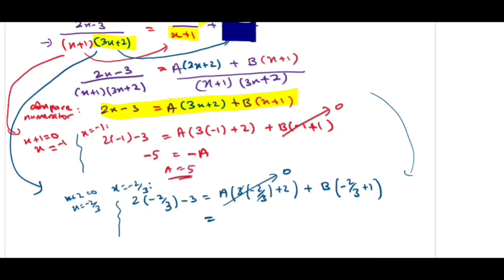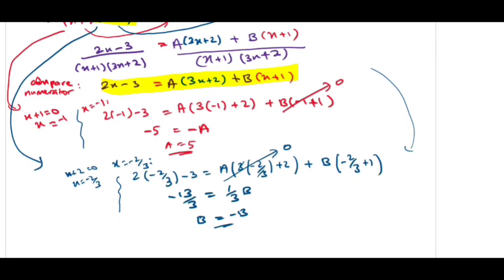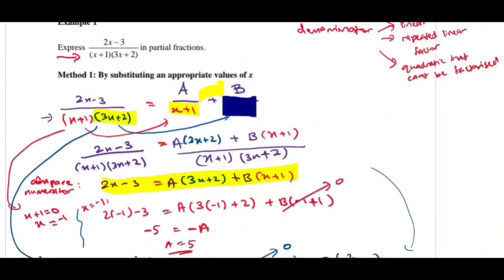You just solve this, and your right hand side is just 1 over 3b, and your left hand side is negative 13 over 3. So what is b? You can just bring 3 to the left side, and the answer is just negative 13, and that's your b. Even though you have found your answers for a and b, it's not enough because the question wants you to write in partial fractions.